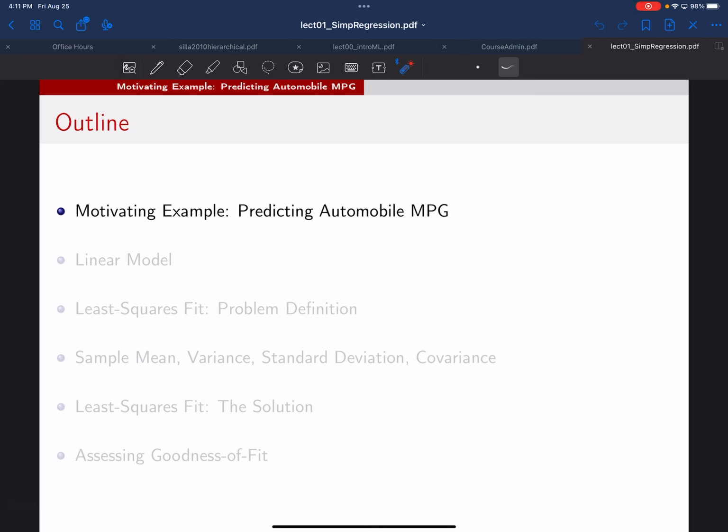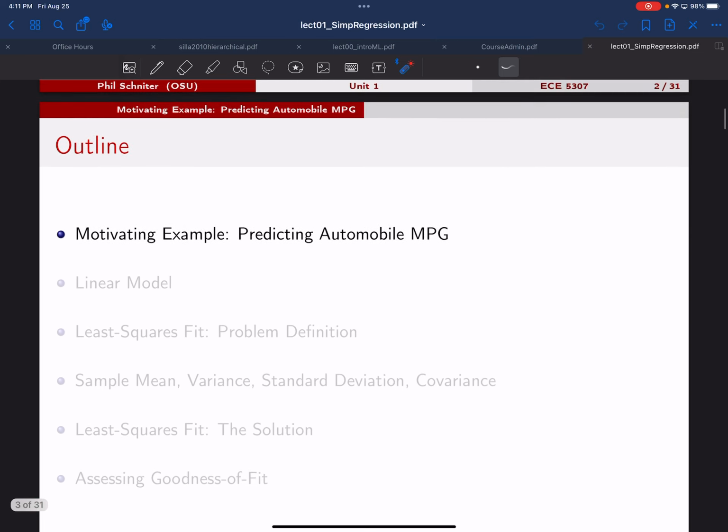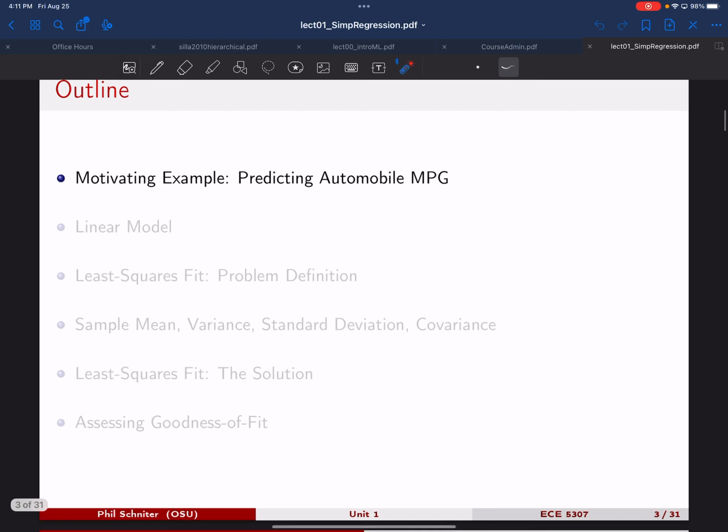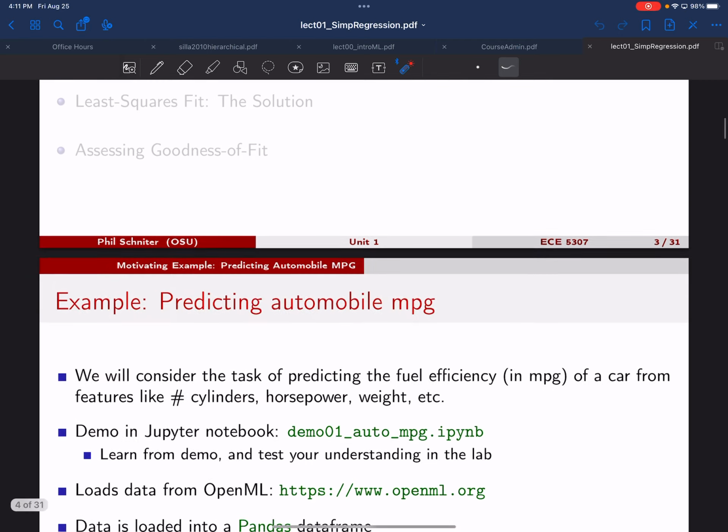So the course is organized into different units, and each unit has a set of lecture slides, a demo, a homework, a lab, and a quiz. In the lecture, we often start by just talking about the demo and the machine learning problem we're trying to solve, the application in that lecture. So in this first lecture, the task is to predict automobile fuel efficiency in miles per gallon.